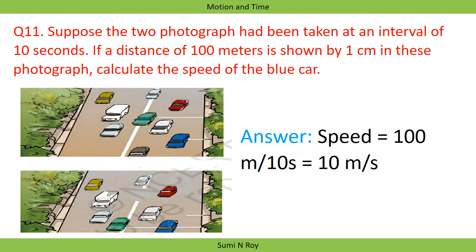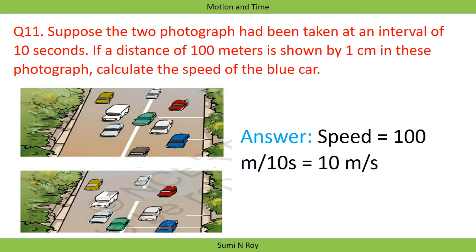So here we can say that this blue car has covered 100 meters, and as the photograph is taken after 10 seconds, we can say the time taken is 10 seconds. So by picture reading we can say the speed is equal to distance covered, 100 meters, divided by time taken, 10 seconds, that is 10 meters per second.